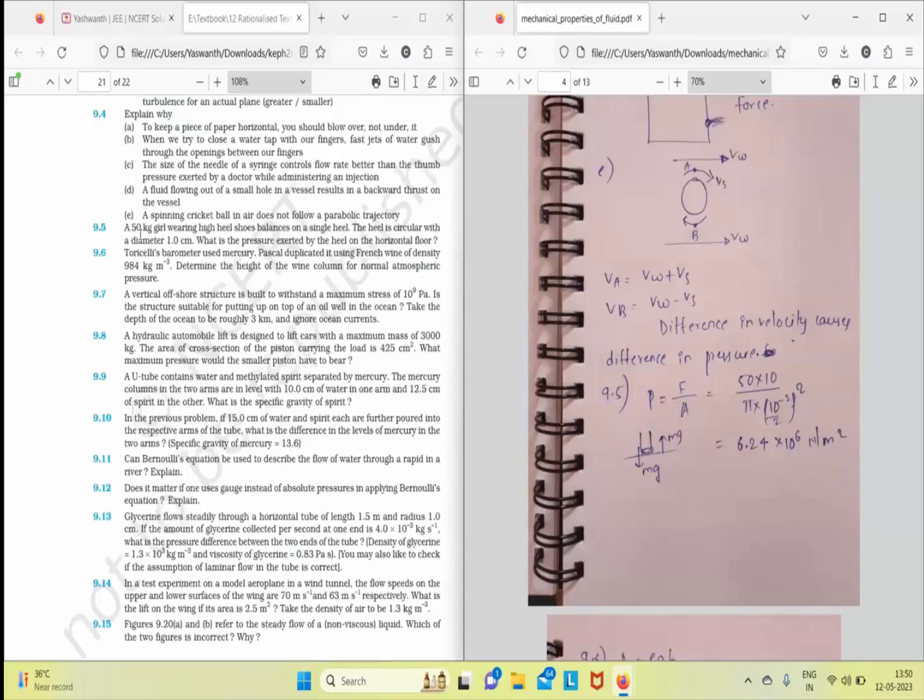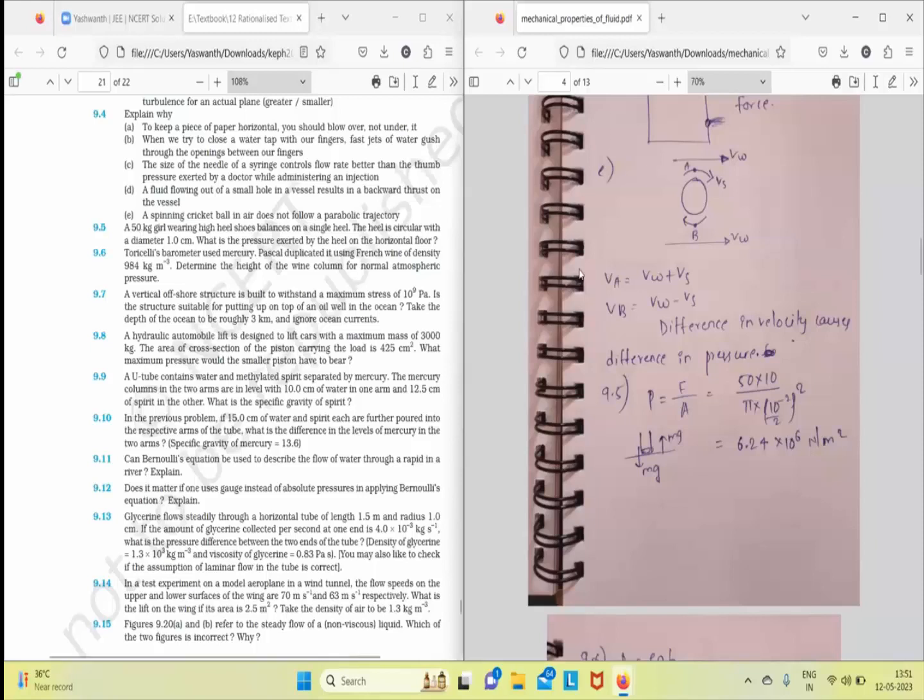And area of the heel is pi into r square, like the area of the circle will be pi r square. And here he gave the diameter is 1 centimeter, so the radius will be 0.5 centimeter. This is a direct formula based question. Pressure equals force by area, and force is the weight, and area is equal to pi r square.